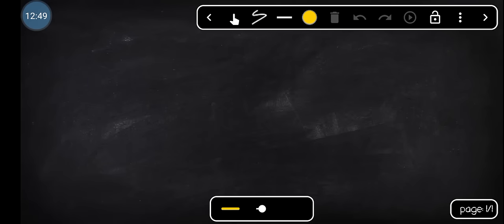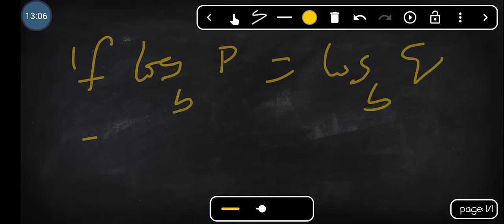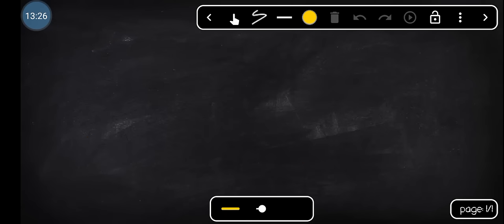So another one I want us to know is this. If you have the same base, if log p base b is equal to log q base b, then that implies that p is equal to q. This is true because they have the same base. So if log p base b is equal to log q base b, that implies that p is equal to q.